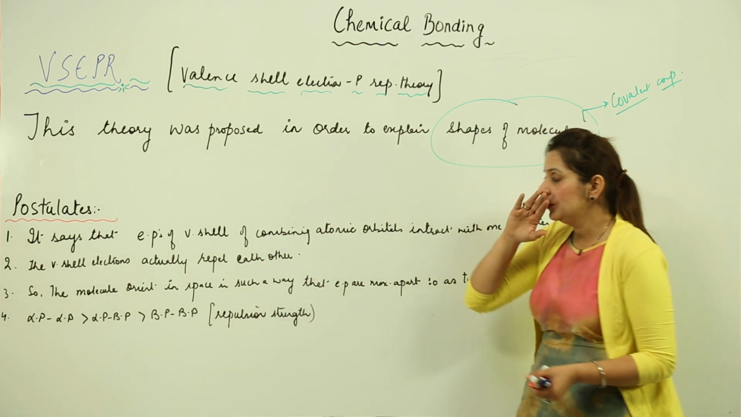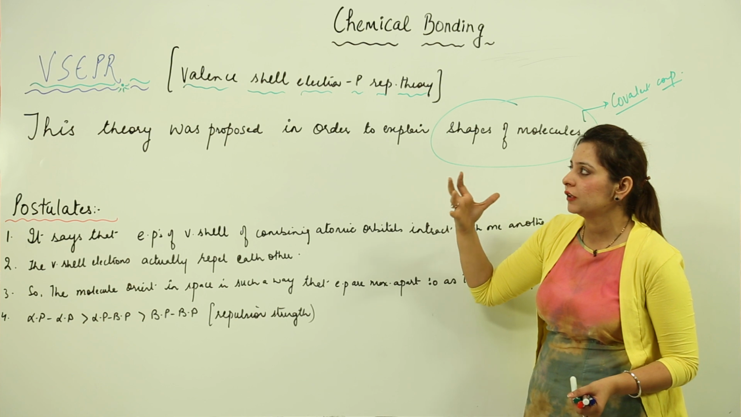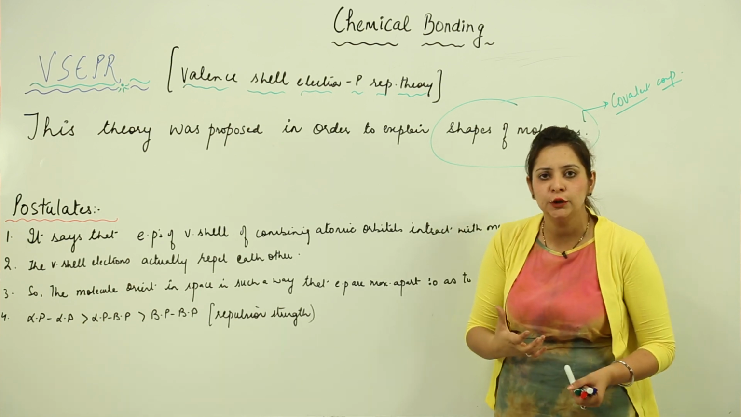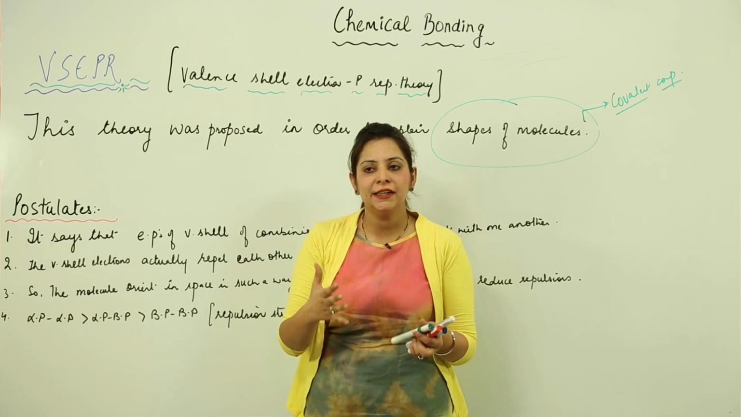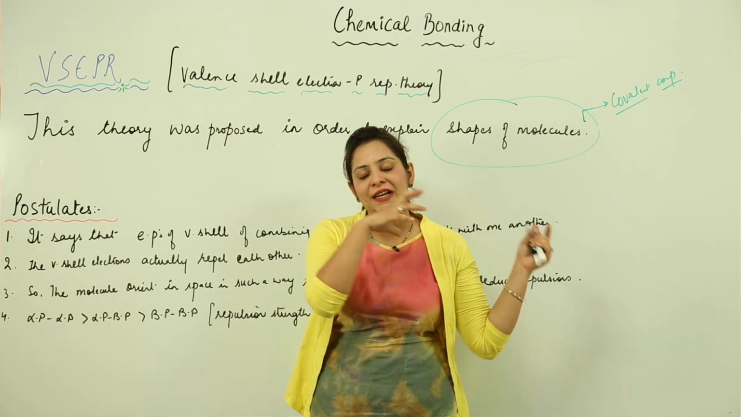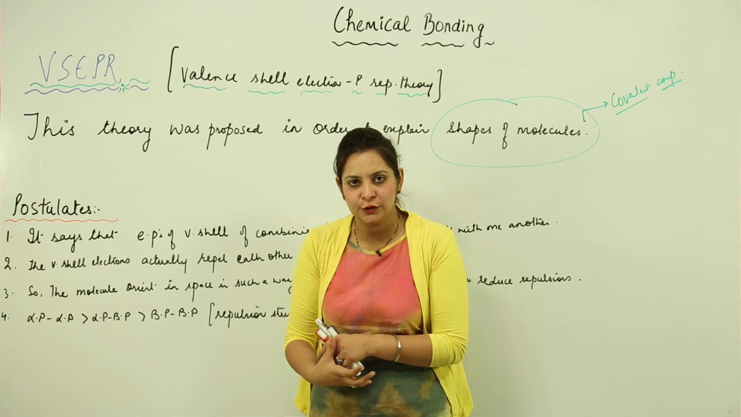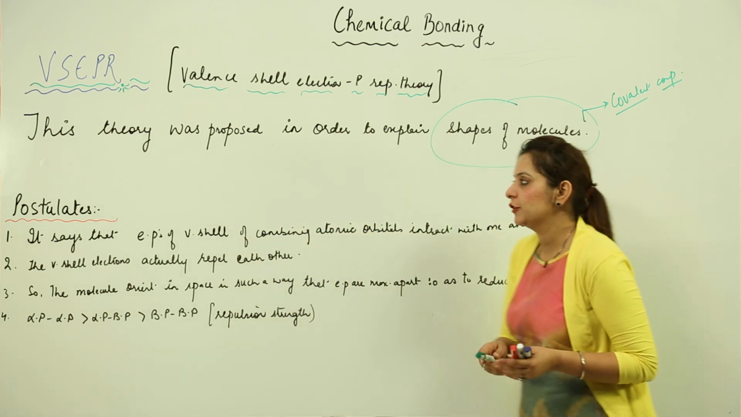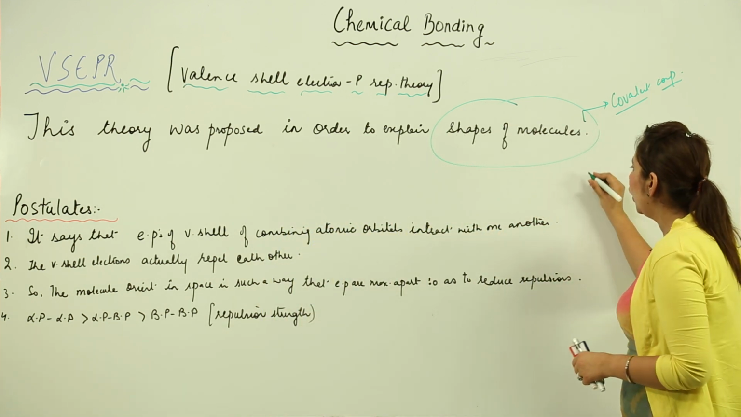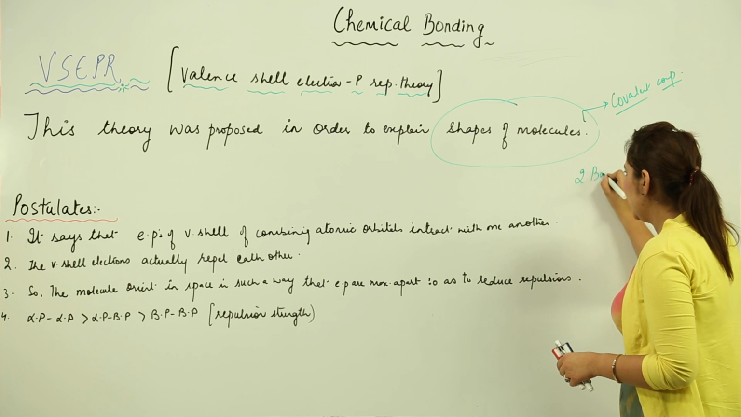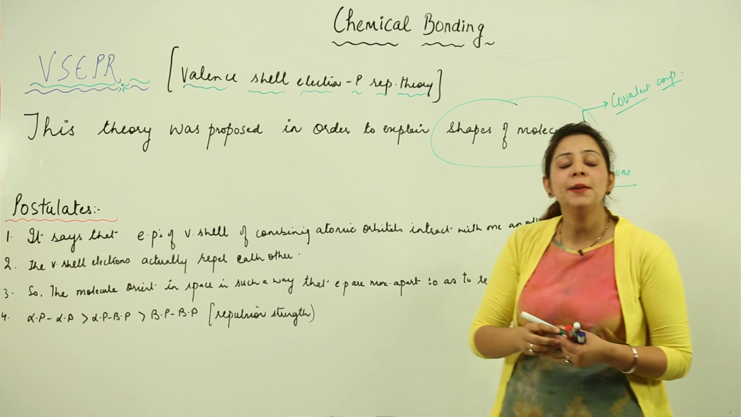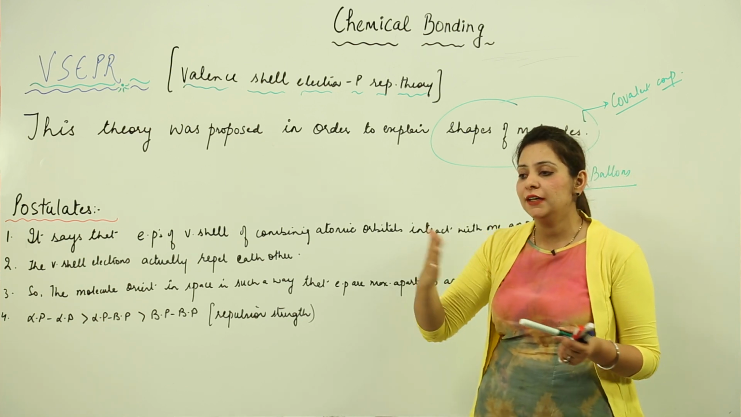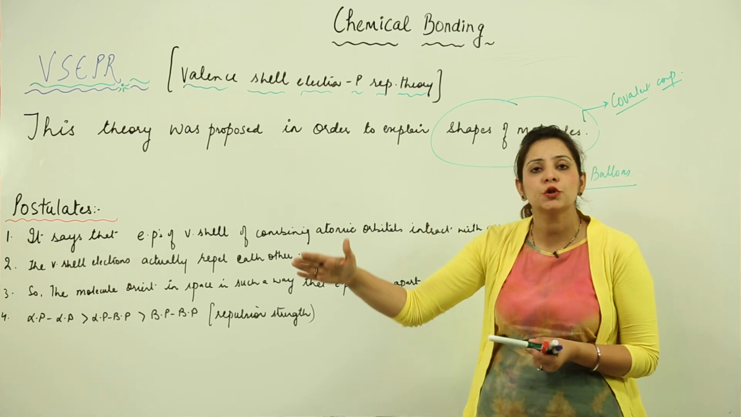So now what does this theory want to explain to you? Before explaining, I'll take an example and then correlate that example with the postulates of this theory. So just look at the board first. Suppose I have got two balloons. Why am I taking balloons? Because I am correlating the balloons with the electron cloud.